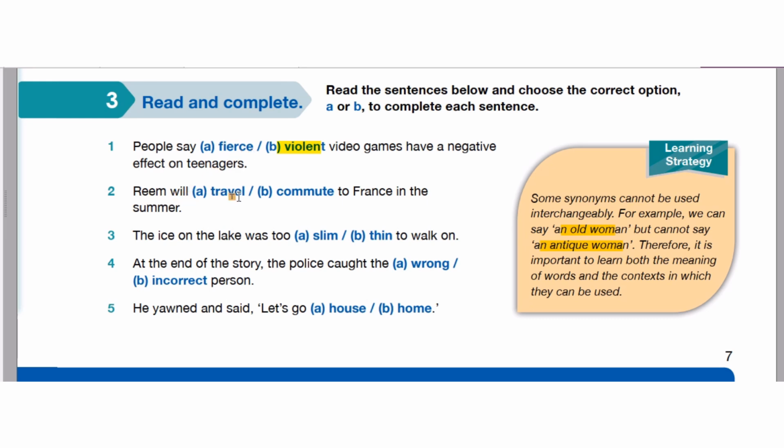Reem will travel or commute to France in the summer. So we say here Reem will travel to France in the summer. So we cannot use commute here. Why? Because commute, it means to travel also, but to travel or to go from home to work and from work to home only. The journey from home to work.